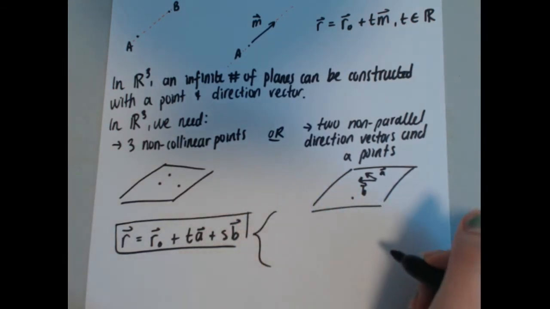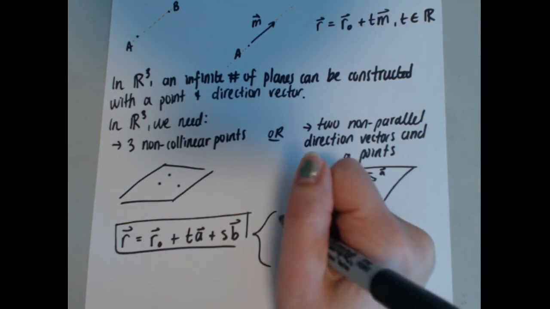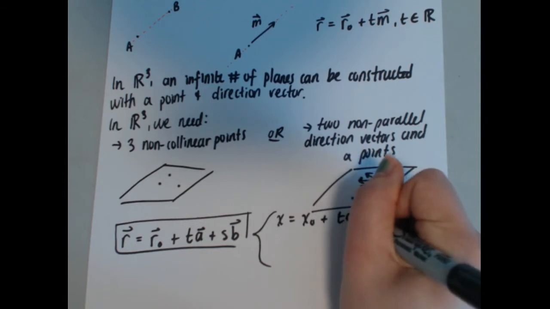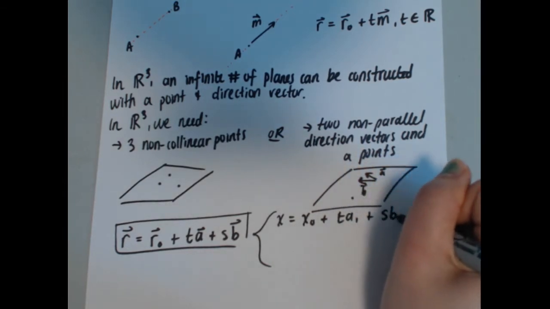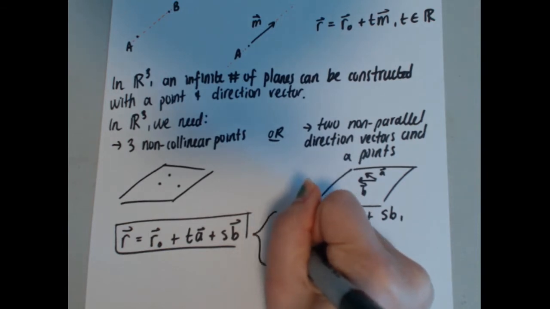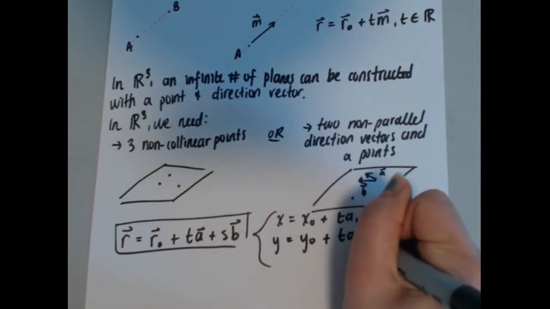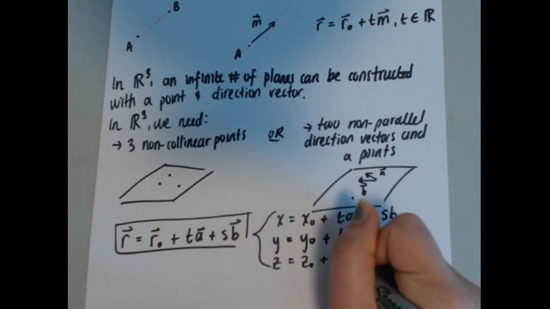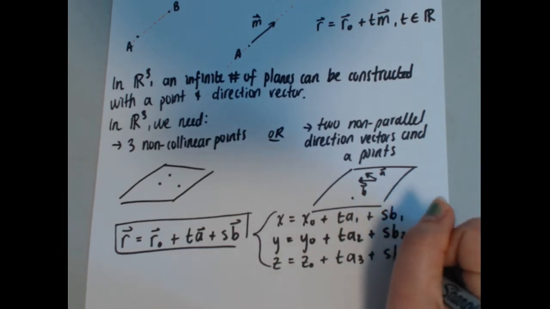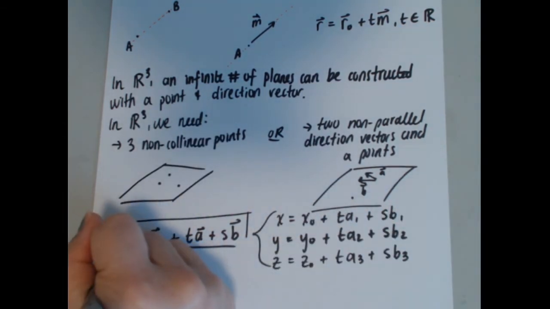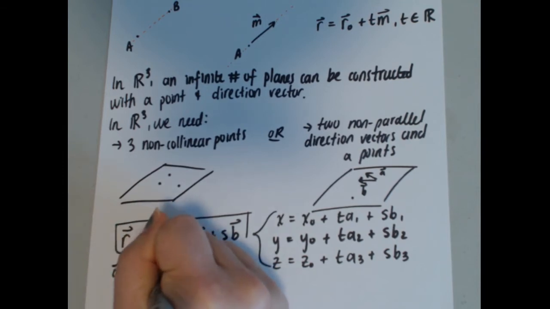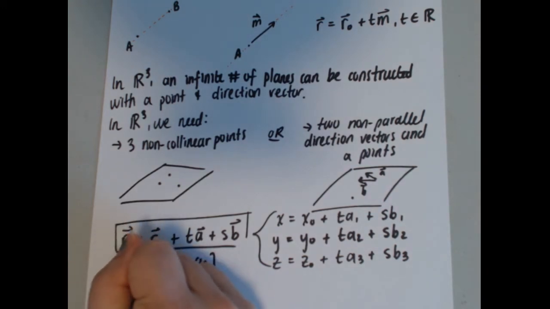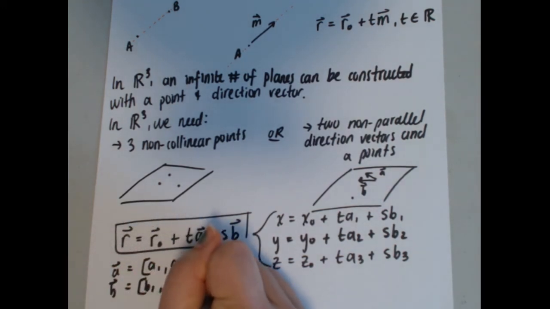And then, of course, you can take that and divide it into its parametric equations. So we've got x is equal to x0 plus t a1 plus s b1. Or I can have y is equal to y0 plus t a2 plus s b2. And finally, z is equal to z0 plus t a3 plus s b3. And if you haven't noticed already, that means we're assuming A has the coordinates a1, a2, a3, and B has the coordinates b1, b2, b3.